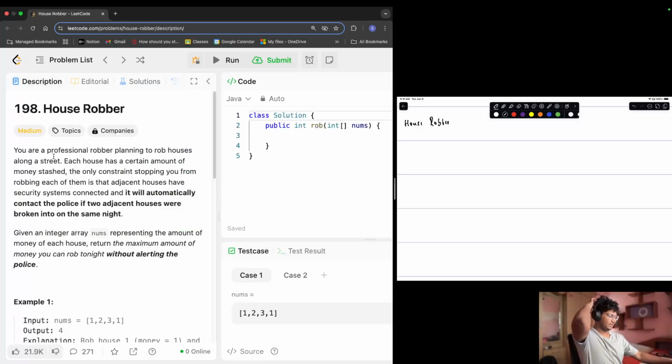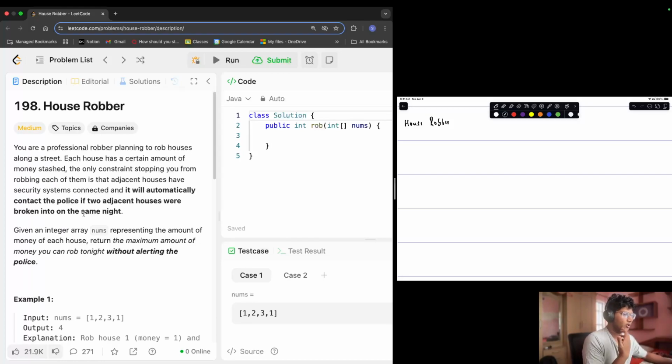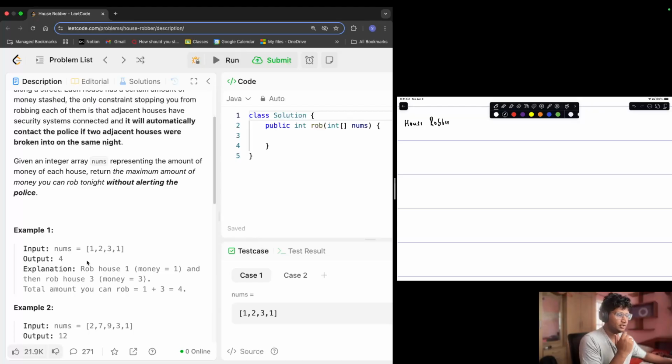The question here says that you're a professional robber, and you plan on robbing a few houses. You're given an integer array nums. Each index i is a house, and nums[i] is the amount of money present in each of the houses. Your target is to basically maximize the robbery money, right?